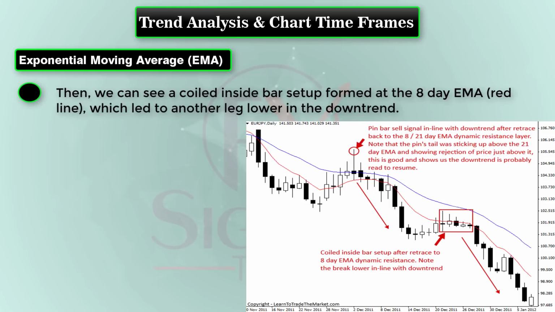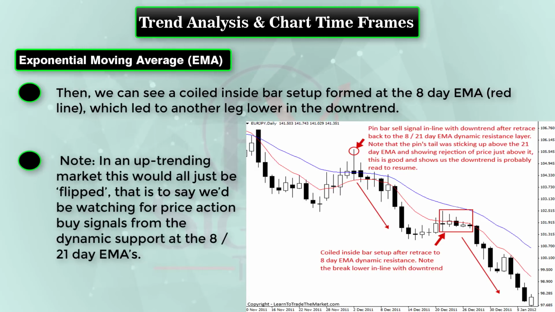Then, we can see a coiled-in sidebar setup formed at the 8-day EMA, which led to another leg lower in the downtrend. Note, in an uptrending market this would all just be flipped, that is to say we would be watching for price action buy signals from the dynamic support at the 8 or 21-day EMAs.